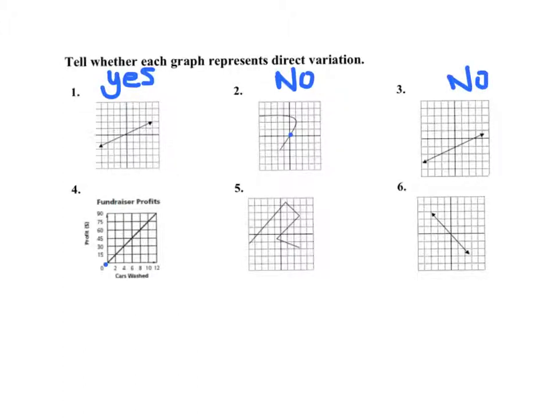Question number 4 goes through 0, 0, and it forms a straight line. So yes, this models direct variation. Question number 5, well, we do have some straight lines there, but it does not go on a continuous straight line, so our answer is going to be no. And the last one, number 6, is going to be yes. So in this lesson, we took a look at what direct variation looks like in a graph.